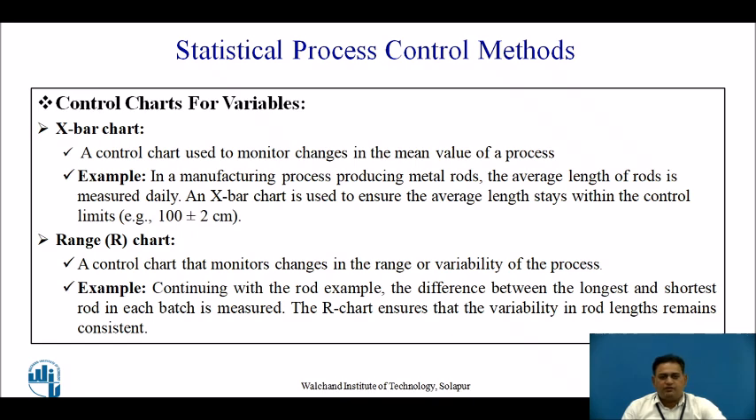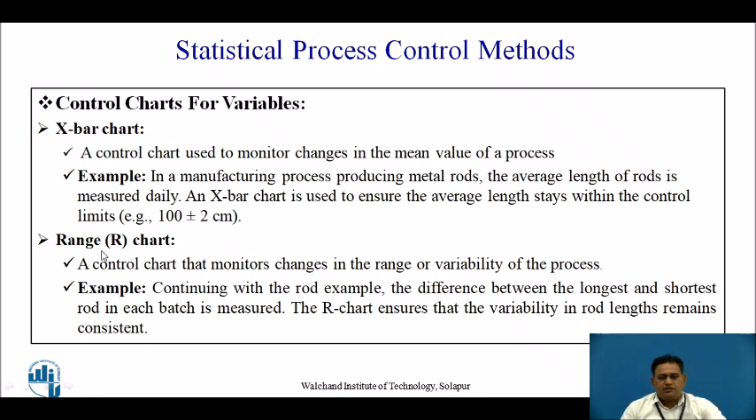Let's see the example. Here it is the rod which is being measured. The length of the rod they are measuring daily, and they are defining the overall mean of that particular rod. Suppose they have measured 100 rods, we have to get the mean of that and we have to check whether they are within the range or not. For that, the example that is mentioned is 100 plus or minus 2 centimeter.